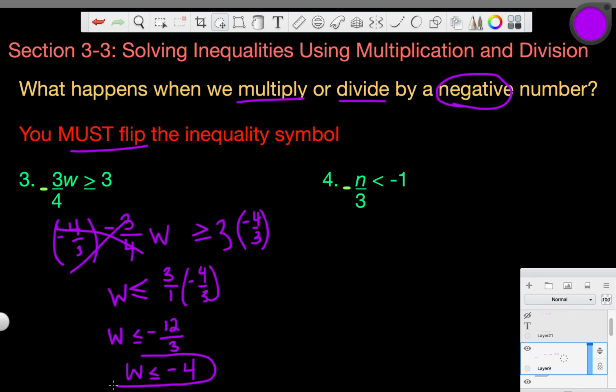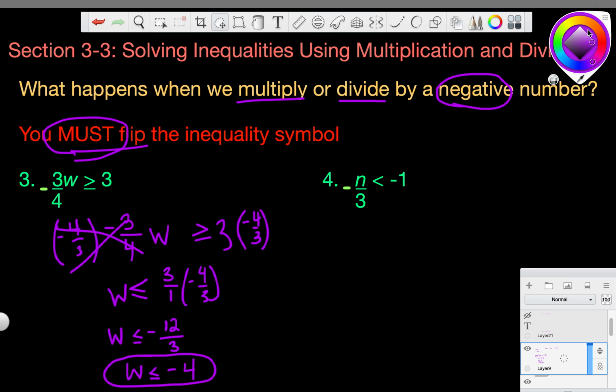Okay? The solving part should not be an issue because we've been doing this for the past couple months of school. But the important thing that you have to remember is that you have to flip the inequality sign if you're multiplying or dividing by a negative number.